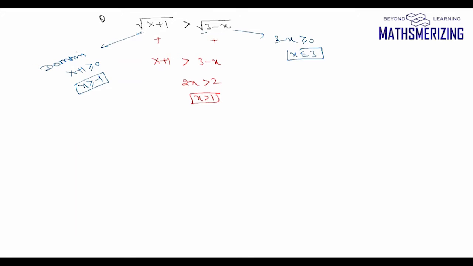Now I'll take the intersection of all the three conditions. The first condition is x should be minus 1 or greater than minus 1. Second condition is x should be greater than 1. And third condition is x is 3 or less than 3. So all the three conditions exist simultaneously in this interval. So the answer to this question is x belongs to, not included 1 to included 3.